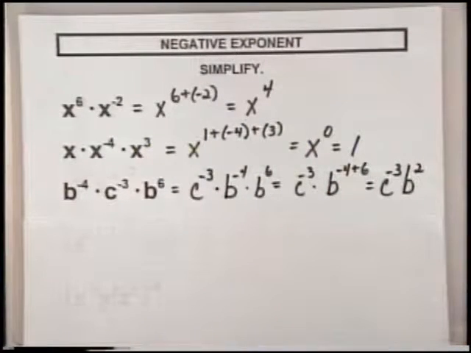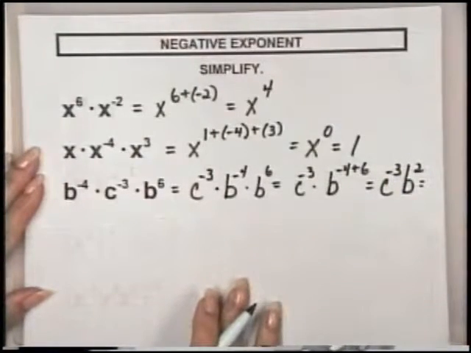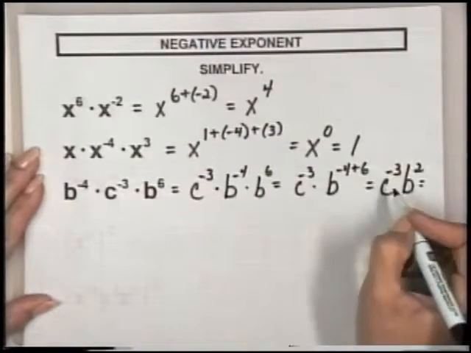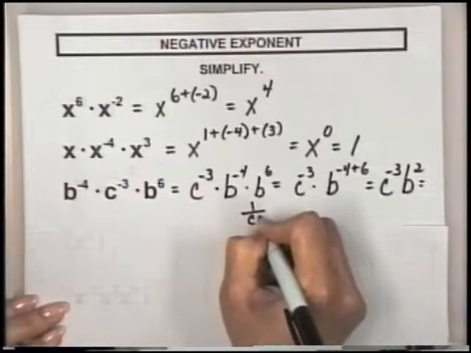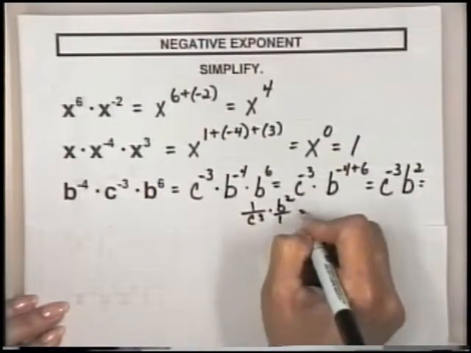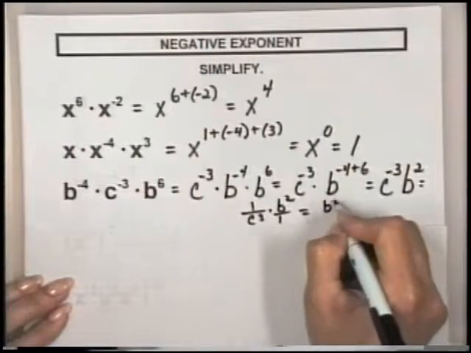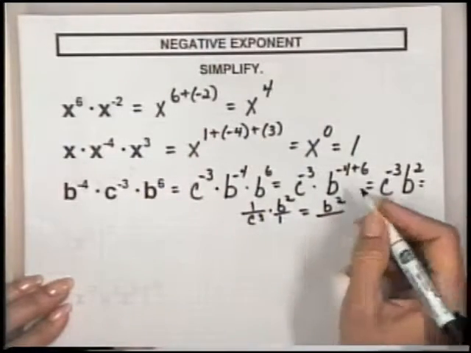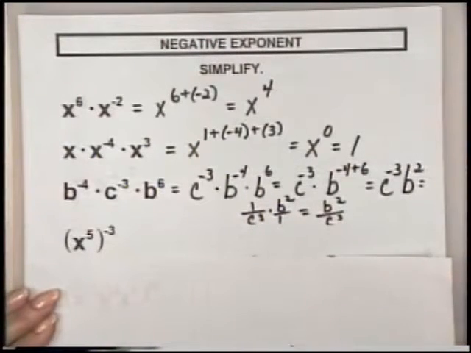Now I have performed all possible operations, but I still have a negative exponent, so I need to clean that up. I know that c to the negative 3rd power is equal to 1 over c cubed, and I am multiplying that by b squared, and I will write the b squared over 1. So I will say 1 times b squared gives me b squared in the numerator, and c cubed times 1 gives me c cubed in the denominator. So my final answer is b squared over c cubed.